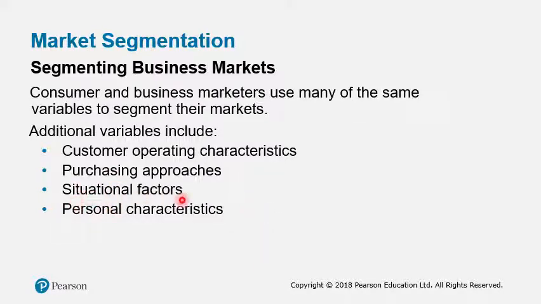Okay, next is situational factors, which includes all the micro and also macro environment factors, and lastly the personal characteristics, which are basically depending on the top management or the personal preferences of the owners of the business.